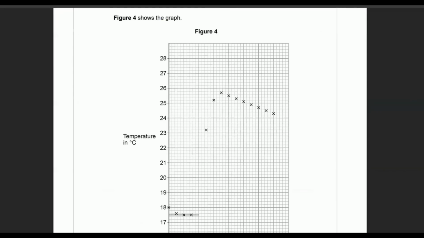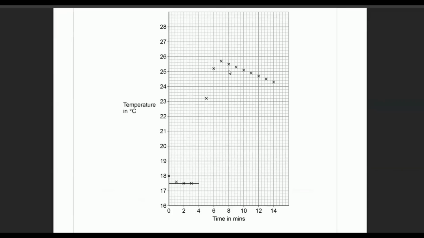Now what you've got to do, they're asking you to do a line of best fit here and extend it all the way back to 4 minutes. And then they want you to determine a temperature change. So why don't you go ahead and have a go at that, and then unpause the video and I'll explain how to do it. This is a difficult skill, but one that you do need to know. So let's smash through it.